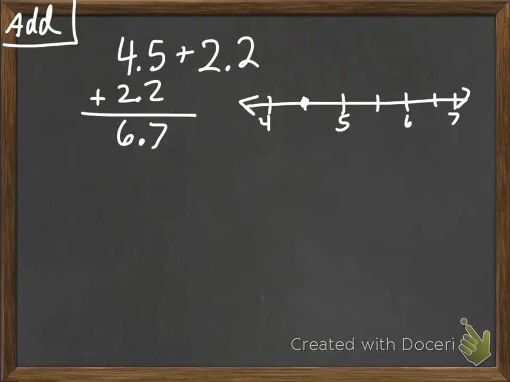And then we're going to need to add 2.2. So if we add 2.2, here's 1, here's 2, so plus 1, plus 2, and then we're going to go a little bit right there, and that's our plus 0.2. And there's our new spot.